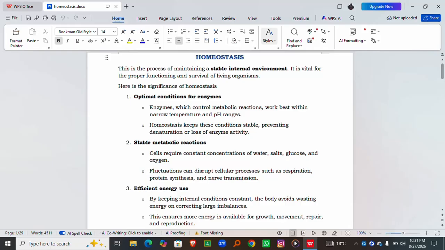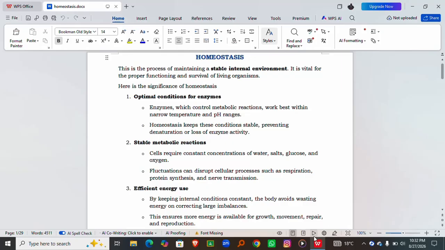Today I'm going to take you through the basic concepts behind the chapter of homeostasis. This can be helpful for advanced level learners for the new competence-based curriculum. We are going to look at homeostasis, which is one of the chapters that we are supposed to cover for our A-level syllabus.